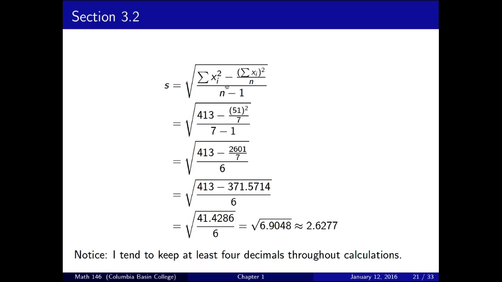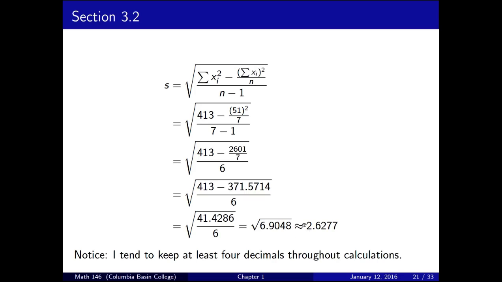So sum of the x squareds, we just got that. It was 413. Sum of the x's, that was 51. N is 7. So you end up with 413 minus, that 51 gets squared, that's 2601. We're going to divide that by 7 in the next step, and 7 minus 1 is 6. Take 2601 divided by 7, you get this, and overall you end up with 41.4286 divided by 6. If you do that, you end up with the square root of 6.9048, which is 2.6277, and you'll notice it's exactly the same answer as we got before.